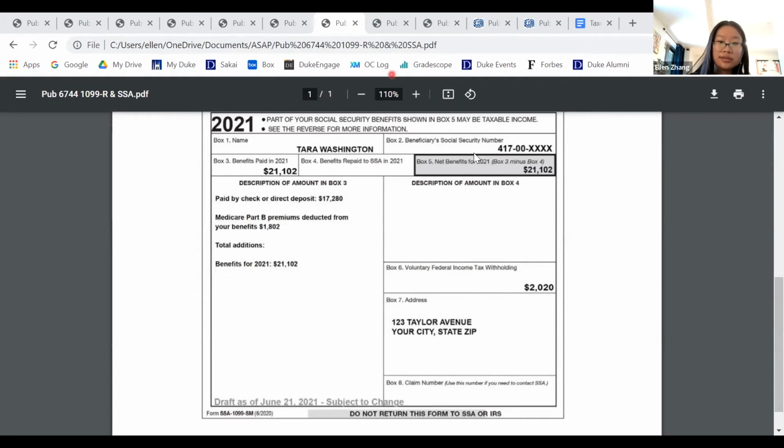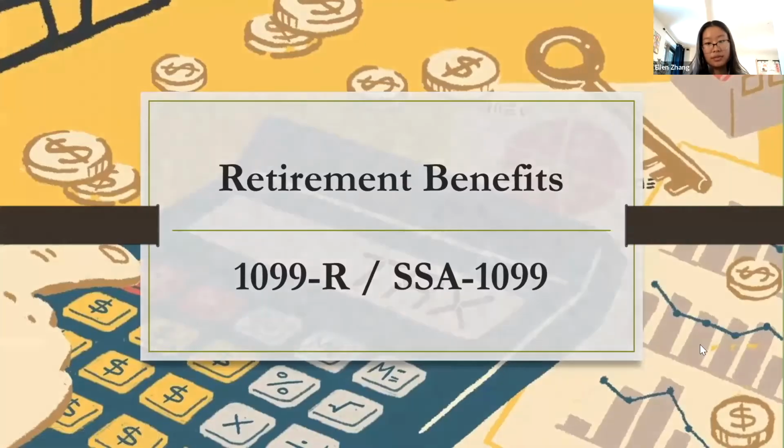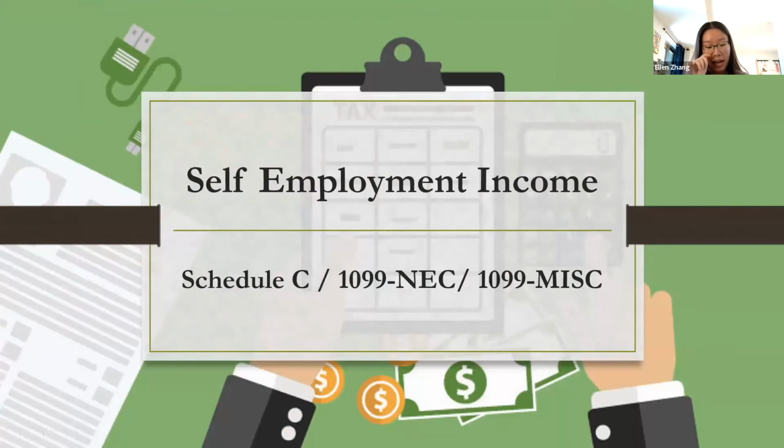So that was just a quick overview of retirement benefits. And then we have self-employment income. So self-employment income can get really tricky. It involves this very extensive Schedule C, a bunch of different deductions and tax credits and other additional business taxes associated to being self-employed. So to avoid opening that can of worms and getting too deeply into that, I'm just gonna skip over this section.